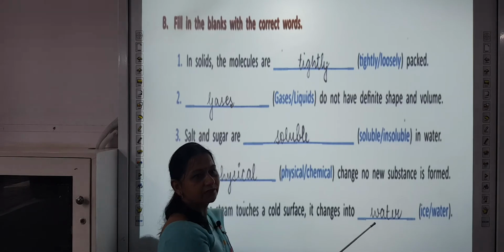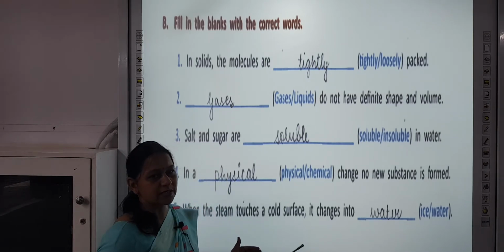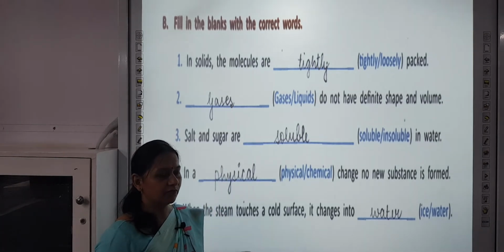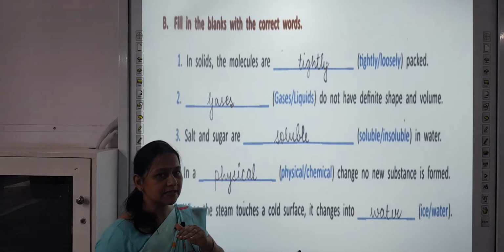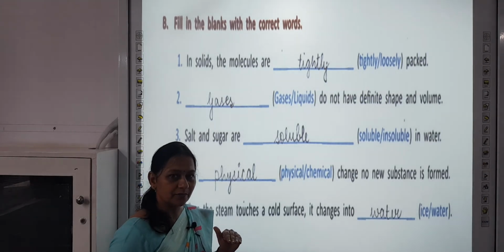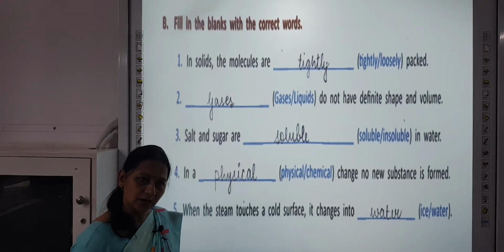You must have observed this same process when we have hot food packed in our tiffin boxes. You see water droplets that are present on the lid of your tiffin box. So, that is also due to condensation.